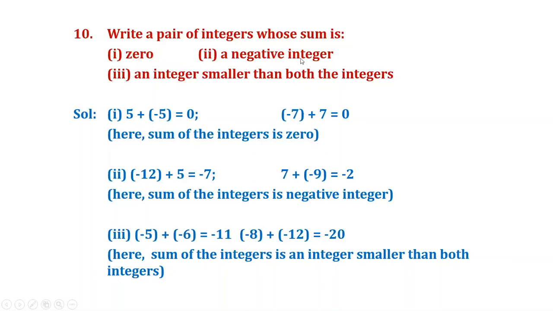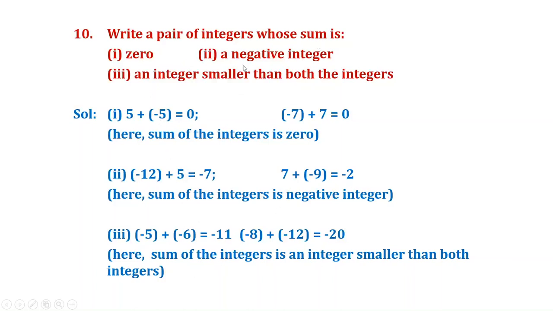Next, whose sum is a negative integer. How can you find out a negative integer as your answer? The sum of integers should be a negative integer. Always, if you add a bigger negative integer to a smaller positive integer, you will get a negative integer. So I am taking a bigger negative integer as minus 12, and I am adding it to plus 5. So minus 12 plus 5 is equal to minus 7. And 7 plus of minus 9 is also minus 2, which is a negative integer. So these are the two pairs which are examples of whose sum is a negative integer.